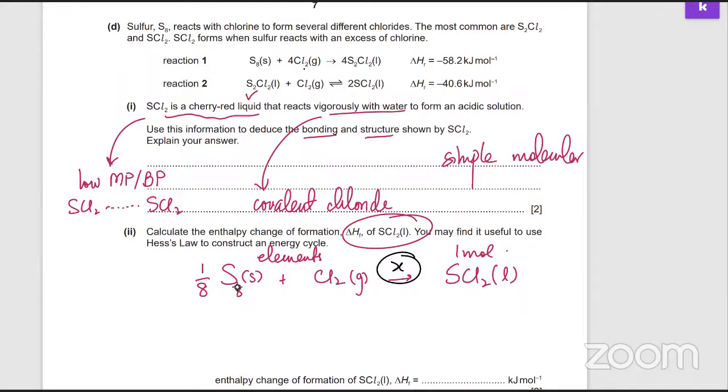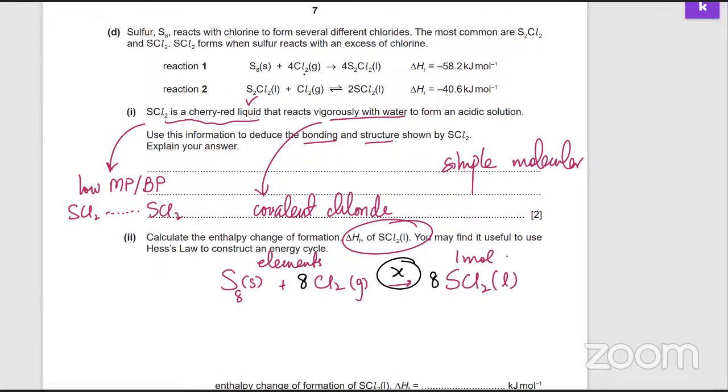But the problem is I don't like 1/8. I don't like fractions. So I'm going to multiply everything by 8. Dealing with fractions is a bit difficult. So basically, I'm actually trying to find out 8x. Is this clear? Yes, sir. I'm just getting rid of fractions. I don't want fractions in the equation. It's difficult to handle.